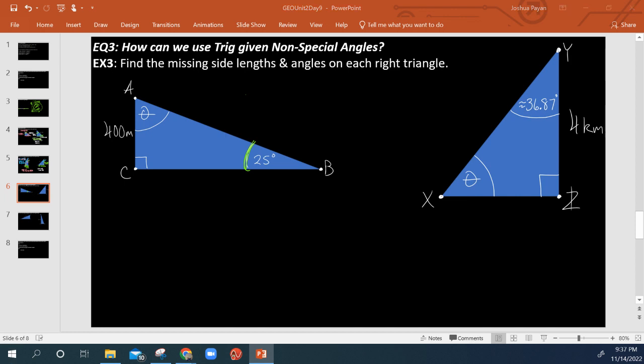Let's go ahead and get started though, so we can easily add and subtract from 180 to figure out what this missing angle is. That's obviously going to be 65 degrees. Okay, now we just need to find the missing hypotenuse and the missing leg here.